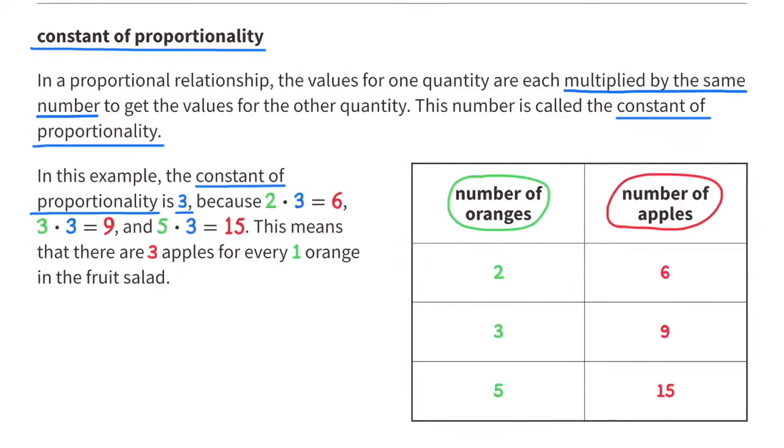In this example, the constant of proportionality is 3. Because 2 times 3 equals 6, 3 times 3 equals 9, and 5 times 3 equals 15. This means that there are 3 apples for every 1 orange in the fruit salad.